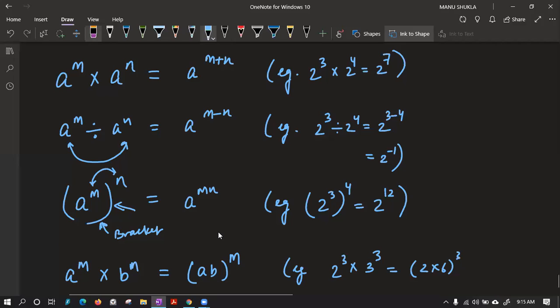Sorry, it is 2 into 3, the whole power 3, or 6 power 3. Time is up already. This way we can do it. Okay, so let us stop it right now.